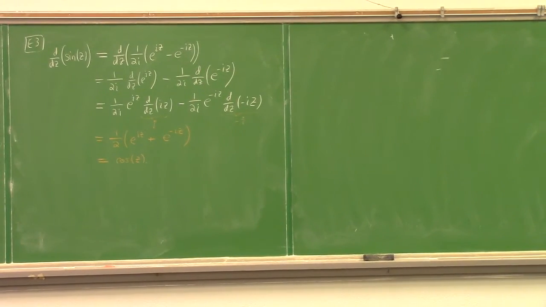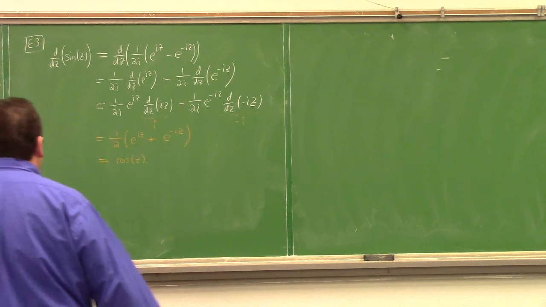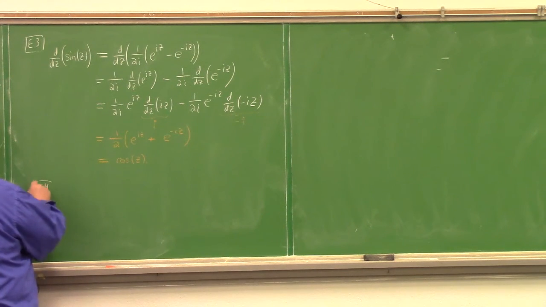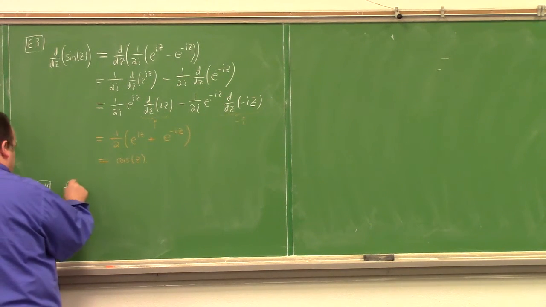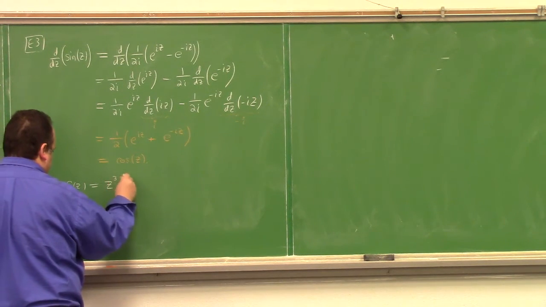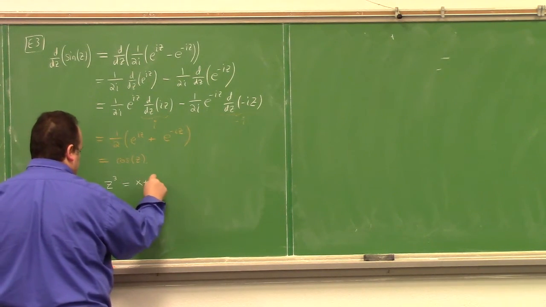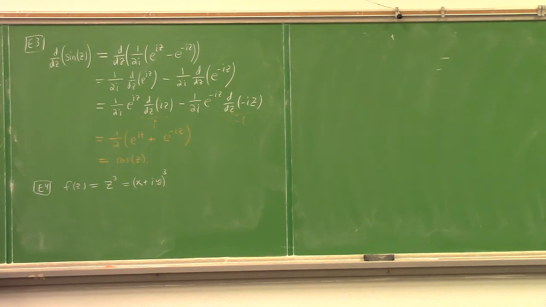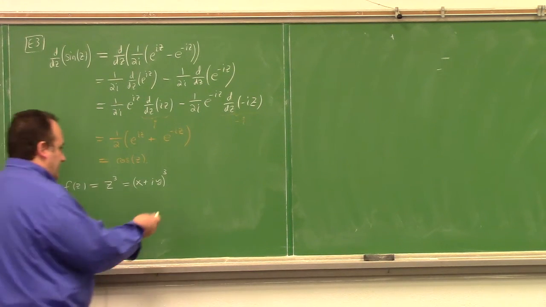Let me do another example here. Example 4. What if we had f of z equal to, say, z cubed, right? So that would be (x plus iy) cubed. Now, of course, you could prove complex differentiability here by just going through the difference quotient, like a la calculus 1, right? But I think it's interesting and fun to kind of do it this way.